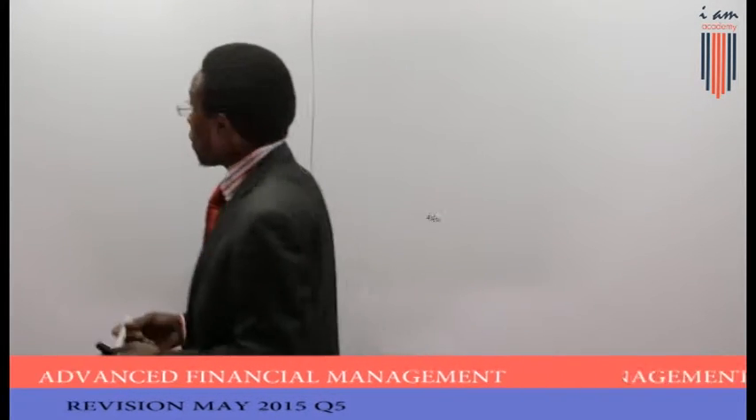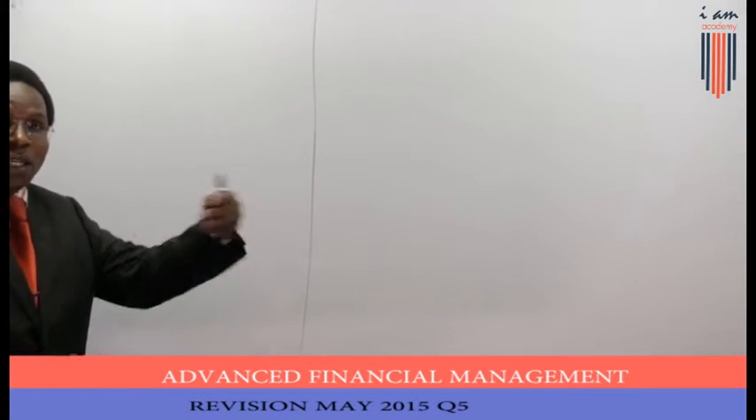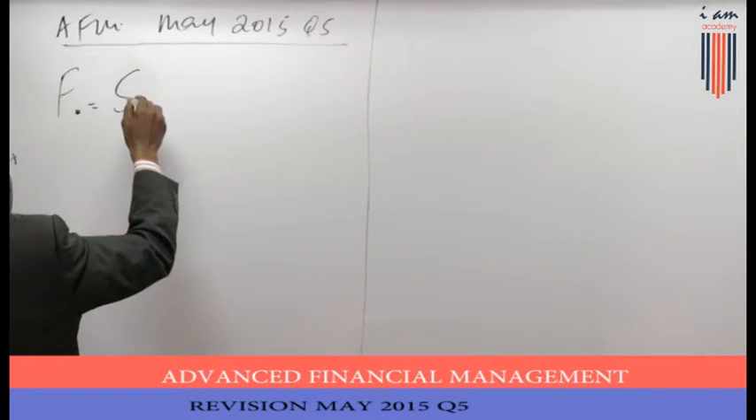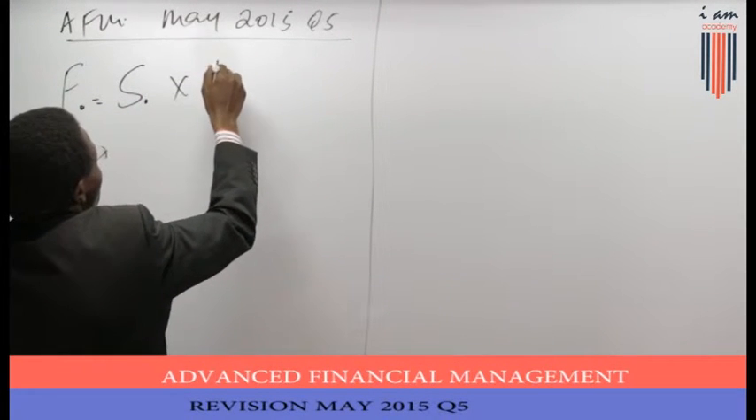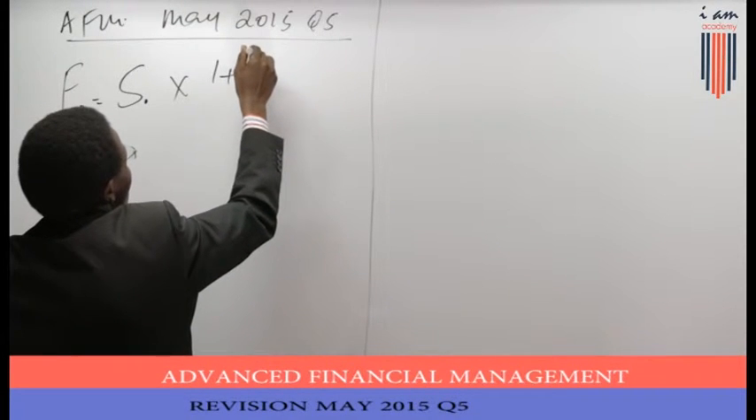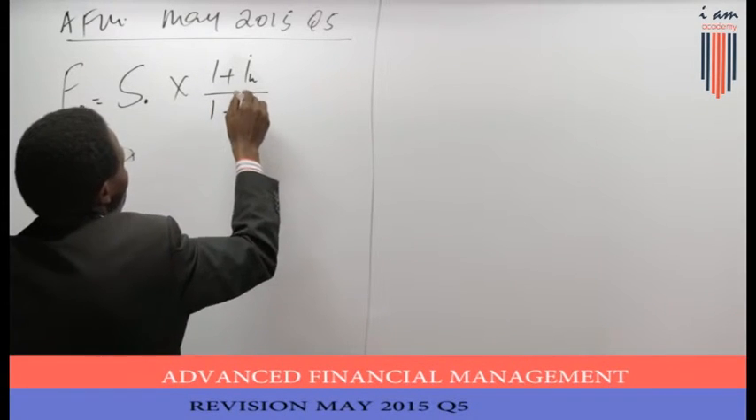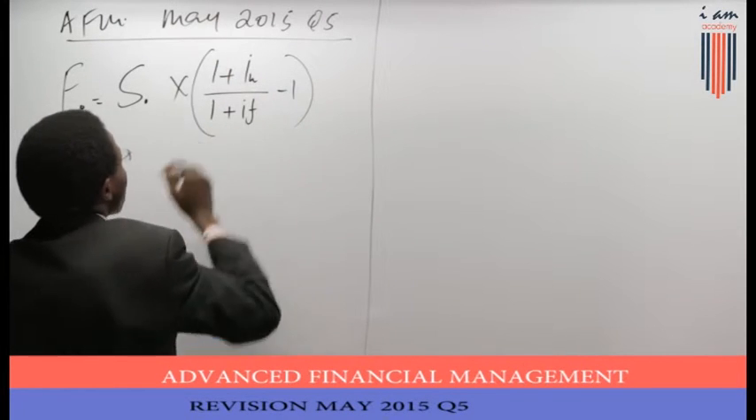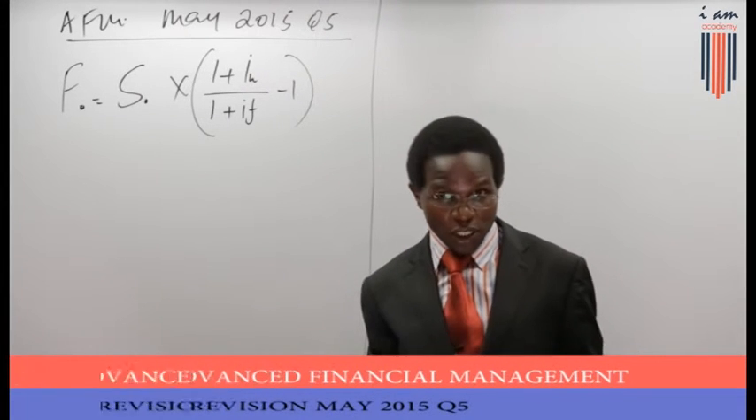You also need to remember that to determine the forward exchange rate that we are going to use in future, we take the spot exchange rate and multiply it by 1 plus the inflation rate of the home country over 1 plus the inflation rate of the foreign country, then you subtract 1. That's what you should do when you are calculating the forward exchange rates.